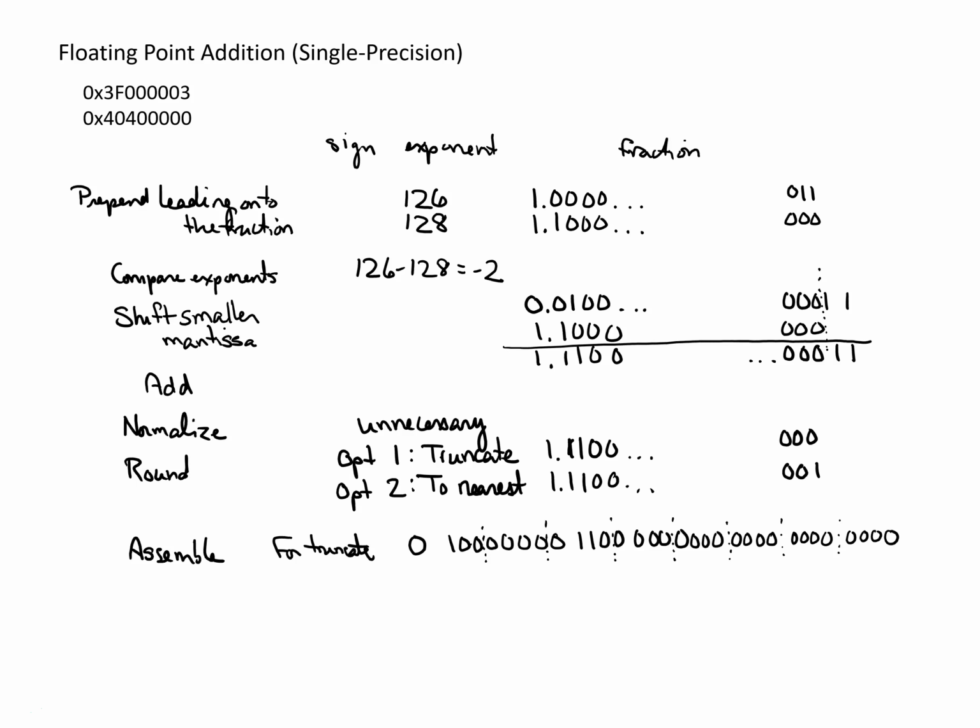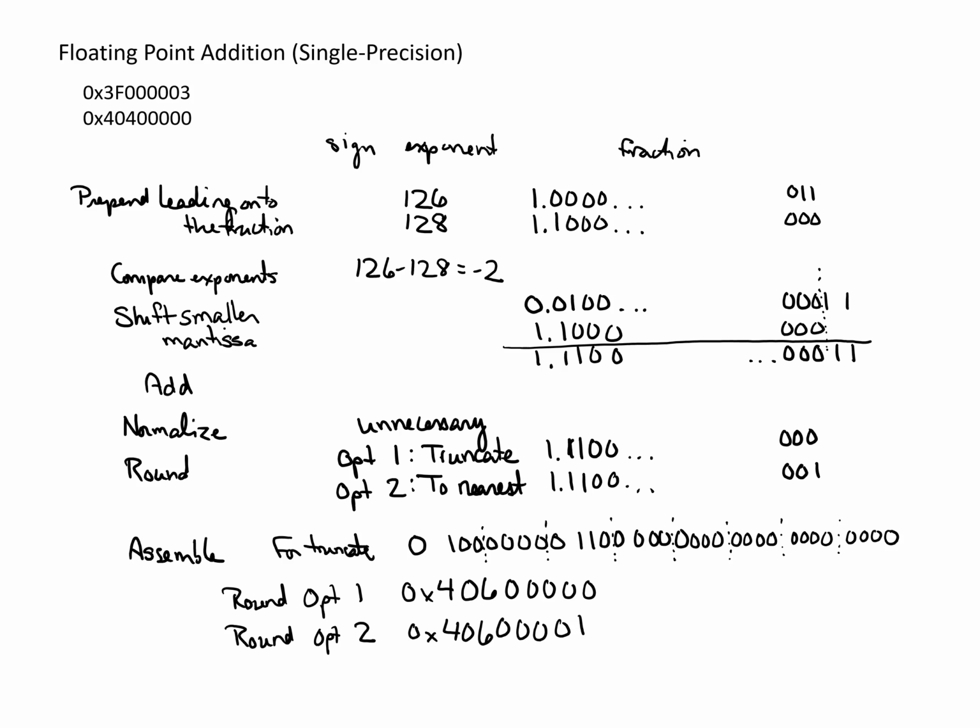So this is the binary representation, and then we could write this out in hex as 40600000. And that would be for our rounding option 1. And if we wanted to consider the second rounding option, where we rounded to the nearest, that's almost the same thing given the way it rounded in this case. We would just have a 1 in the least significant bit. And so this shows the process for adding two basic floating point numbers.